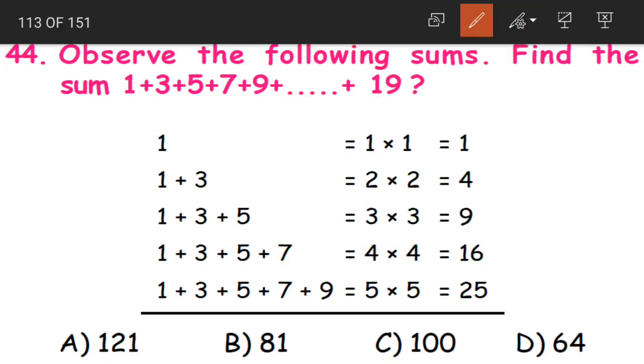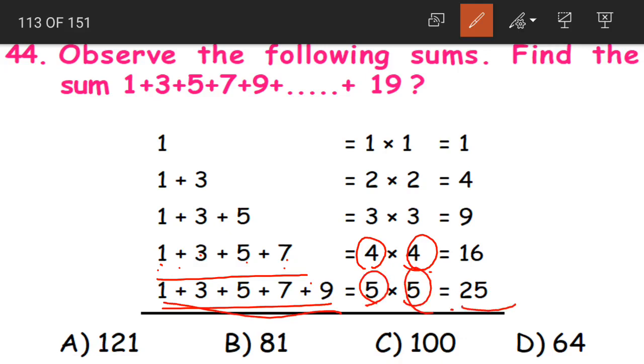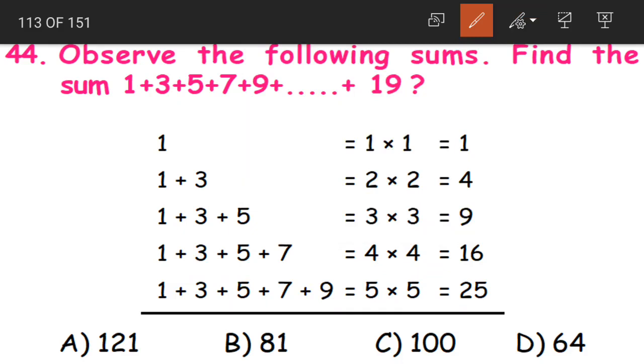Now what are we observing? The sum of the given odd numbers, and the odd numbers should be in increasing value starting from 1, is equal to the number of numbers that we have here. We are having 4 odd numbers, so 4 into 4. We are having 5 odd numbers, so the sum would be 5 into 5. That is nothing but 25.